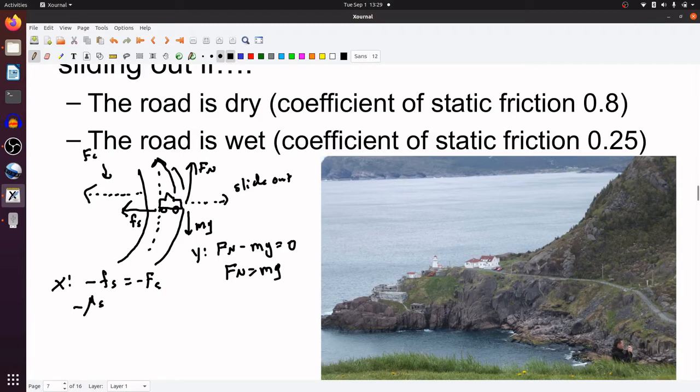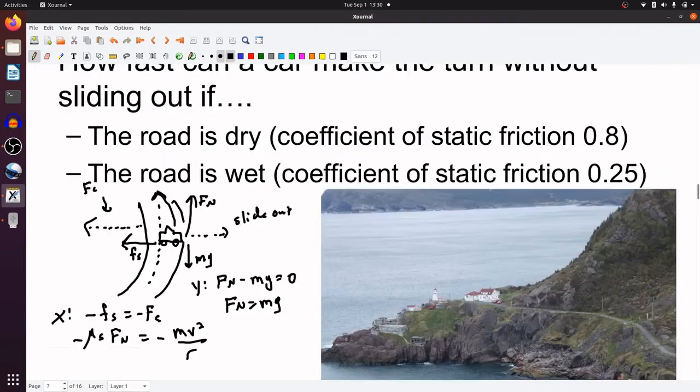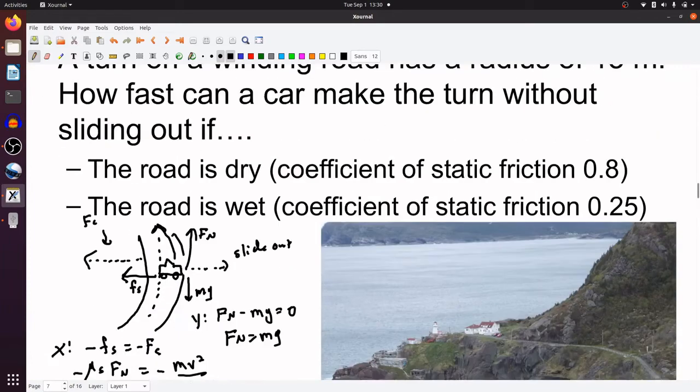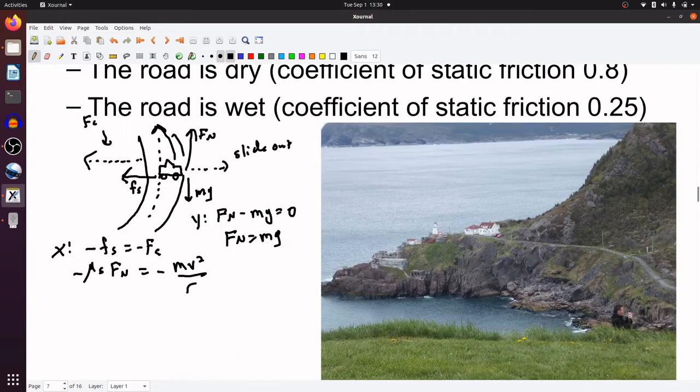Fs, if you recall, is nothing more than mu s Fn, and Fc is going to be mv squared over r. Okay, I don't have mass. I'm looking for velocity, but I do have radius, so I'm doing better now. And I know that Fn is equal to mg, so I'm going to make some substitutions. And I'm also going to make this positive on both sides.